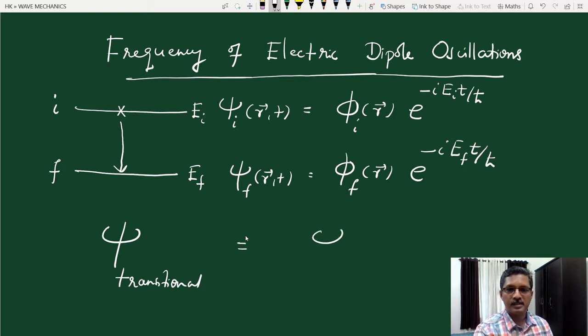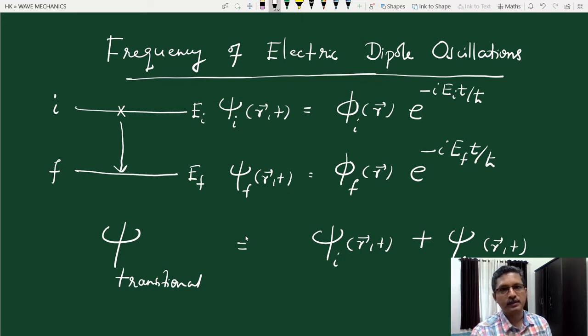This is equal to, simply let us take psi_I plus psi_f. So we assume that there is 50% of psi_I and 50% of psi_f, half of psi_I and half of psi_f. Now in order to make this sum, the new transitional wave function, normalized, we assume that psi_I and psi_f are normalized. Then in order to make this combination normalized, the normalization constant will be 1 by root 2.